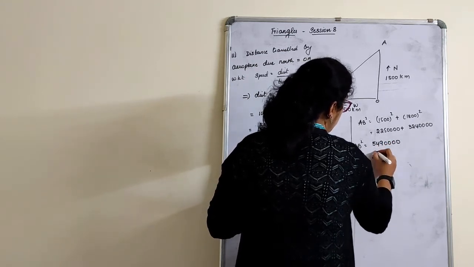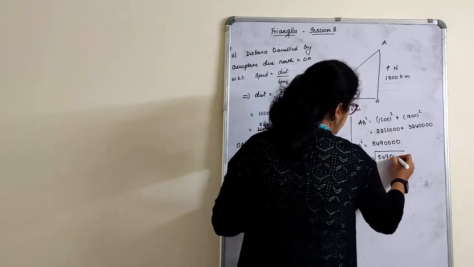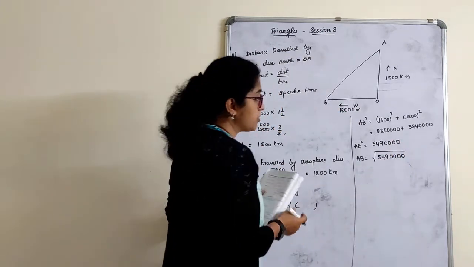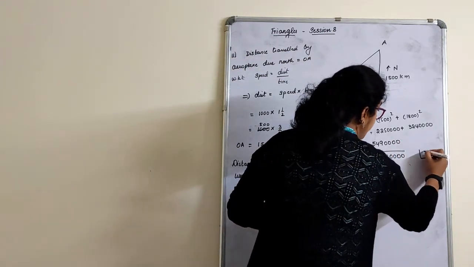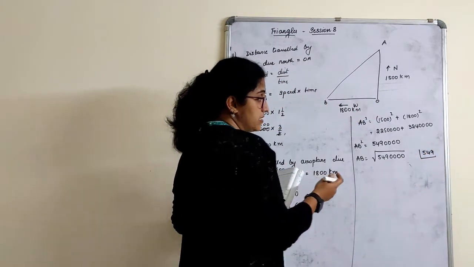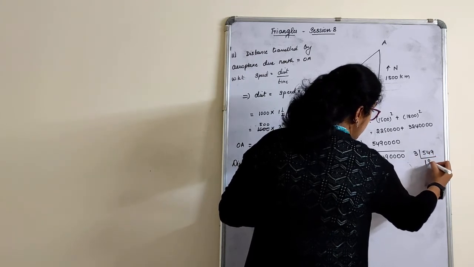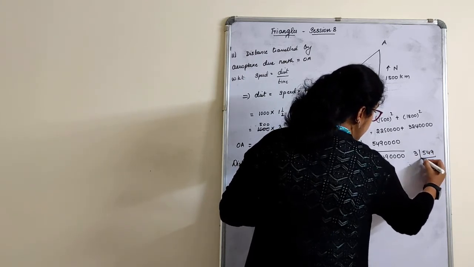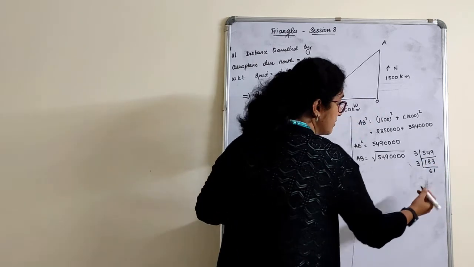AB is equal to square root of 549 0 0 and 2 more zeros. Let us leave the zeros apart. We only factorize 549. 549, is it divisible by 3? Yes, it is divisible. 3 ones are 3, 3 eights are 24, 3 threes are 9. Again divisible by 3. 3 sixes are 18, 3 ones are 3. That's all.